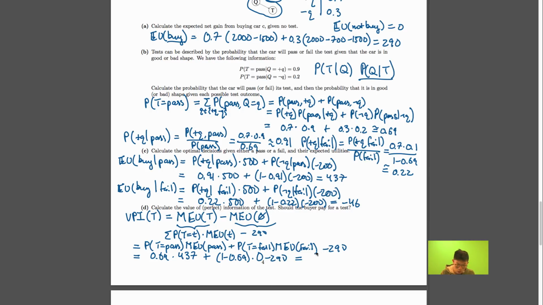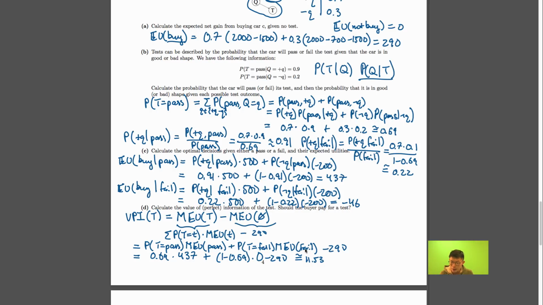And this comes out to 11.53, approximately. OK, so what does this mean? Well, the question said, what if it took us $50 just to perform the test? Should you perform the test or not?